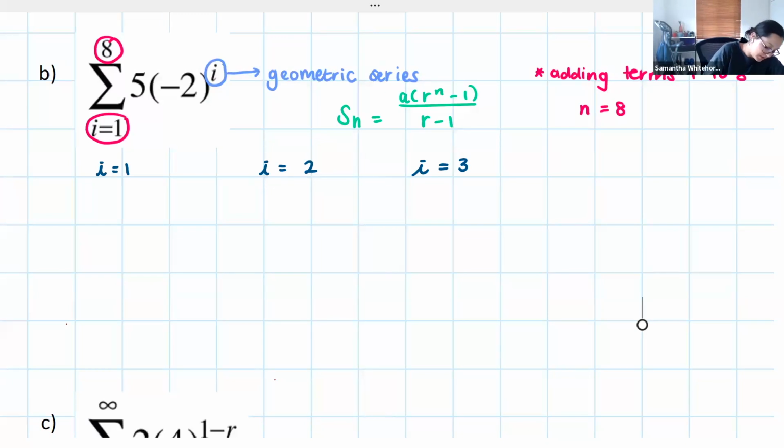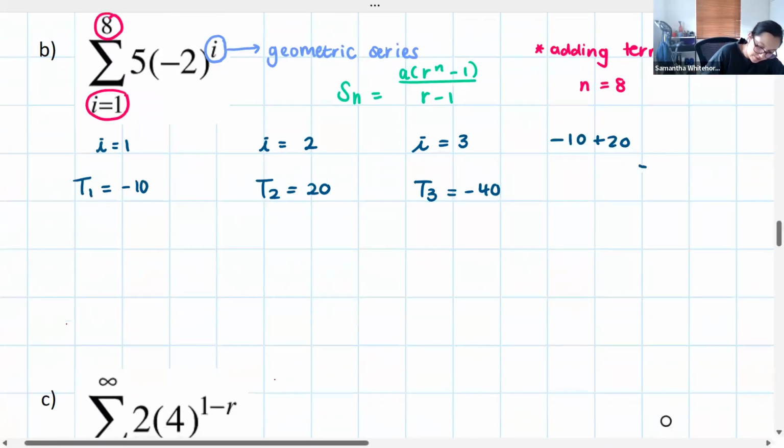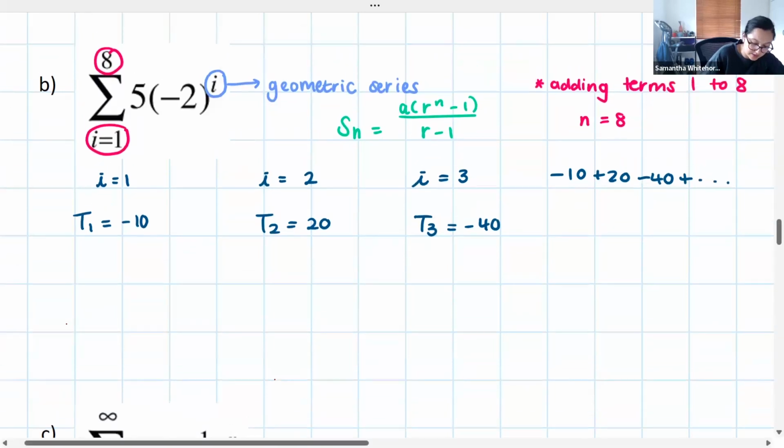Okay, so guys, you just substitute in. Term 1 is equal to negative 10. Term 2 is equal to positive 20. Term 3 is equal to negative 40. So we've got our series minus 10 plus 20 minus 40, and we would keep continuing with that series.